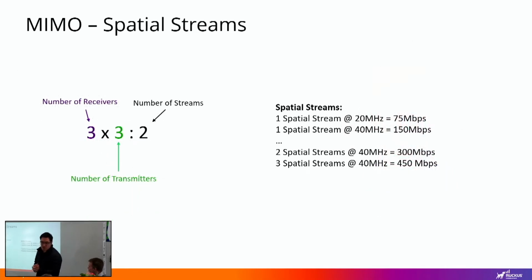But with MIMO, they use these techniques to combine streams together. And so when you combine streams together, you can get double your throughput. So if you've got a stream of, say, 40 megahertz, and that's giving you a 150 megabit throughput, if you had 2 streams, you'd double that. So you would get 300 megabit. And if you had 3 streams, you'd get 450 megabits.